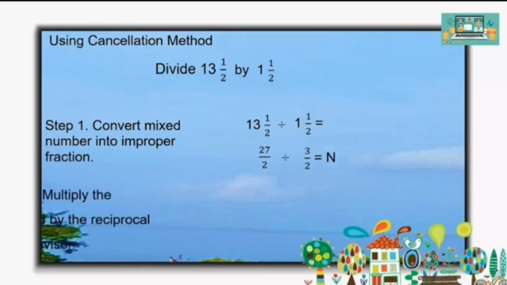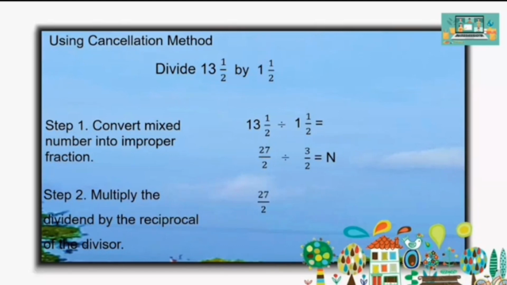Next, step number 2. Multiply the dividend by the reciprocal of the divisor. Bring down 27 over 2. Change the operation sign from division to multiplication sign. Then change the divisor to its reciprocal. 3 over 2 becomes 2 over 3.